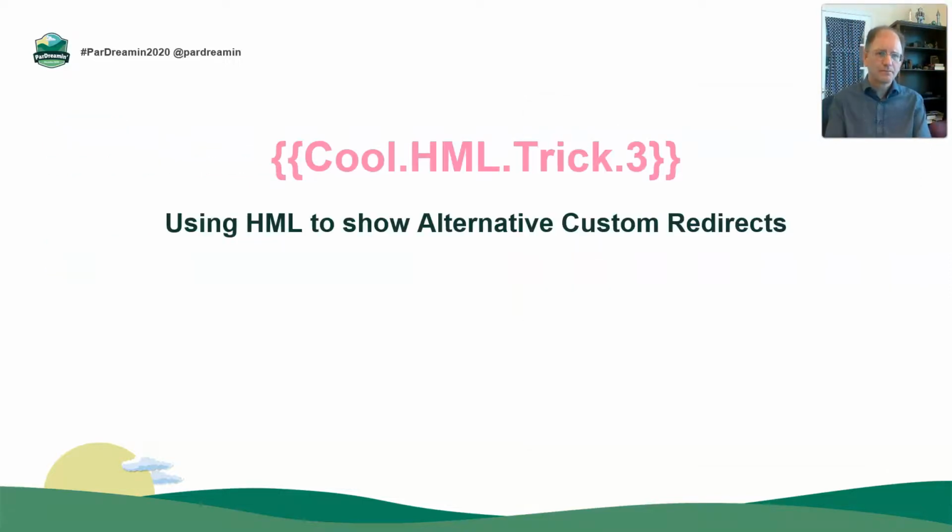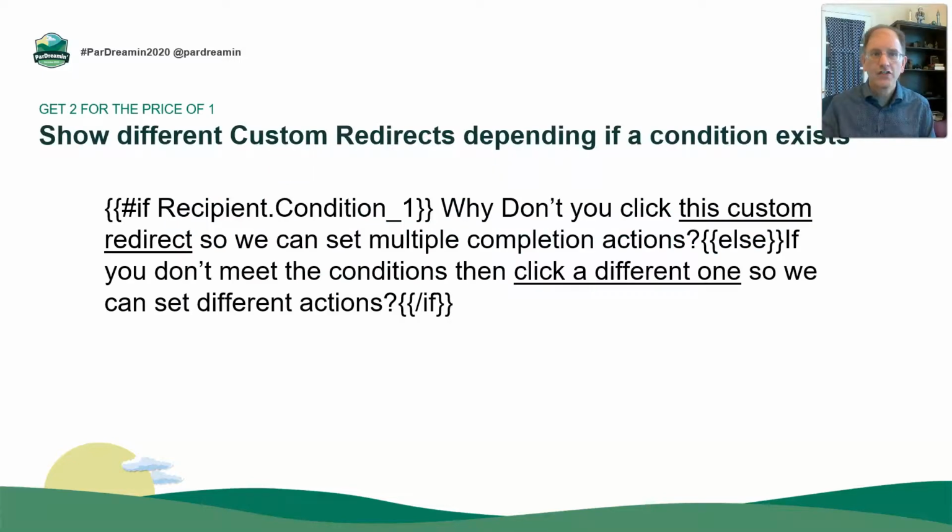Now here's cool trick number 3, using Handlebar merge to show alternative custom redirects. So you can use this method to show different custom redirects depending on whether a condition exists or not. So for example, if condition 1 exists, you can show custom redirect number 1, and you can set completion actions on that custom redirect, of course. Or if they don't meet the condition, show some different custom redirect so that different actions can be set.